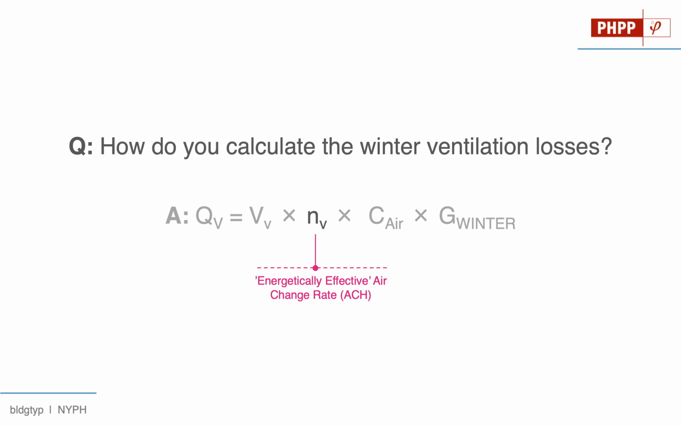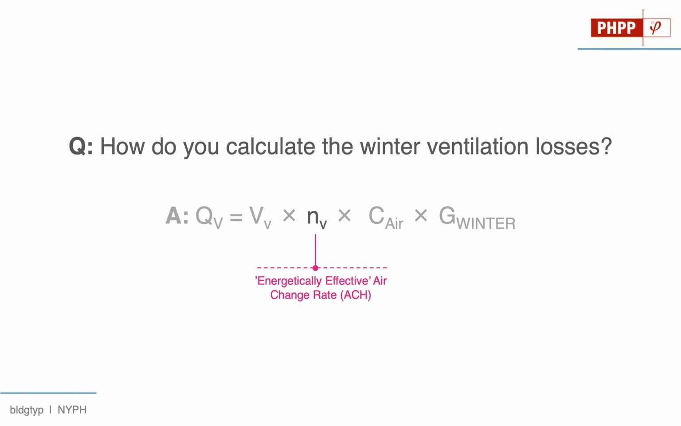Once an hour? Twice an hour? 1 ACH? 2 ACH? Or 0.5 ACH? Once every 2 hours. So you can express air exchange using that ACH. So okay, fine, it's an ACH. So N's are always ACHs. But what about the energetically effective part? What does that describe? What does that indicate here?